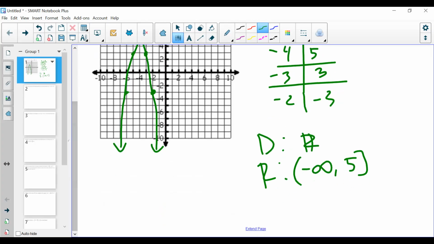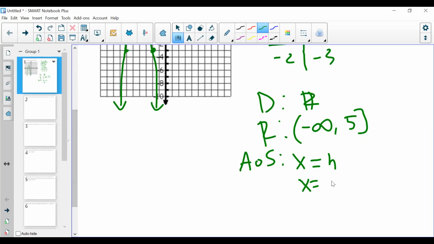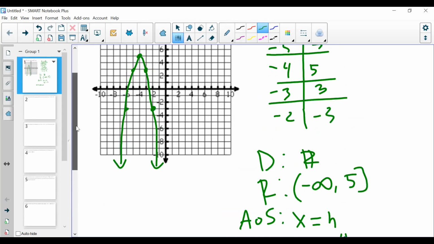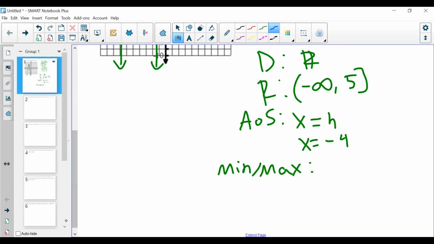Axis of symmetry, we'll say AOS for short. Your axis of symmetry is always in the form x equals h. In this case, it's x equals -4. Min or max value: that's going to be your k value, because with quadratics, your vertex is always your biggest point or your smallest point. In this case, my vertex is my biggest point, so your k value is your maximum. I have a maximum at 5.